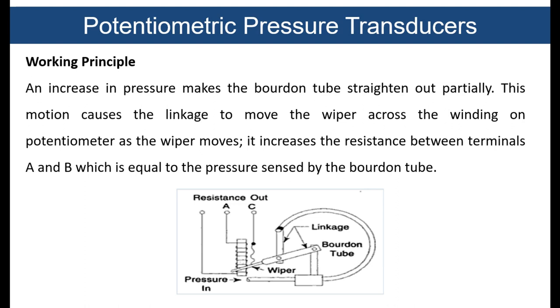As the length of the Bowden tube changes due to the applied pressure, the wiper moves along the cylindrical part we are using, which gives us the measurement of the change in resistance, like A and C we are seeing there. A and B is the length of the resistive terminal, and C is the movement of the wiper, as we can clearly see. The movement gives the resistance reading, that resistance reading is measured, and from it the pressure variation is calculated.